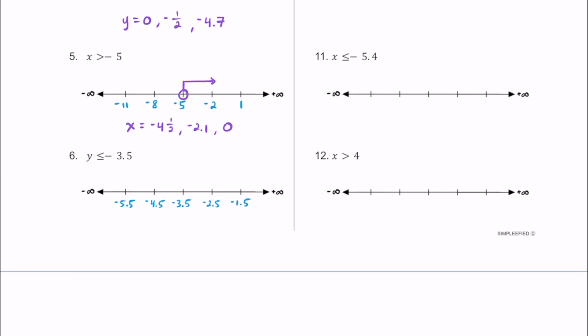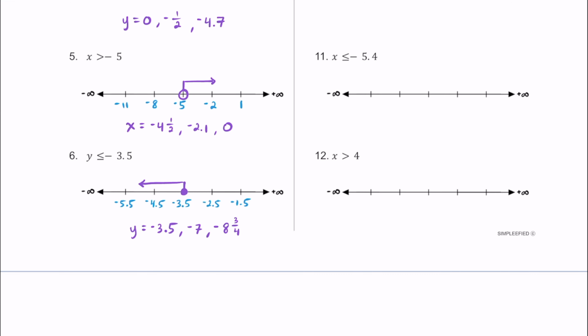Okay, so y has to be less than or equal to negative 3.5. So if it's allowed to equal negative 3.5, then fill it in because it includes it. And then anything less than that would be fair game as well, right? These are all numbers that are less than negative 3.5. So what could y potentially be? Well, y is allowed to be negative 3.5, so let's go ahead and include that one. But y could also be something like negative 7, and it could also equal something like negative 8 3/4, right? So any number that's less than negative 3.5 or equal to it would make this inequality true.